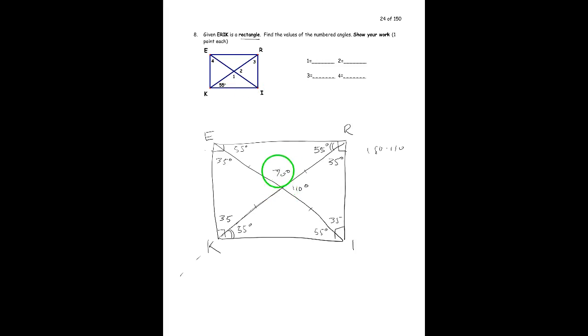And then vertical angles are congruent. So I'm going to write these all in, and then we can see what we need. So angle 1 is this one right here, 70 degrees. Angle 2 is this one right here, 110. Angle 3 is this one right here, 35. Angle 4 is this one right here, also 35.